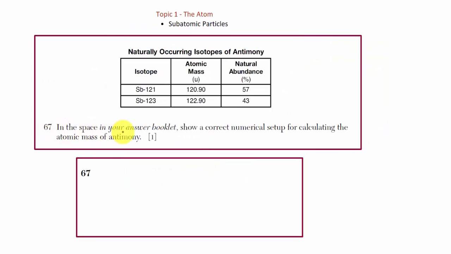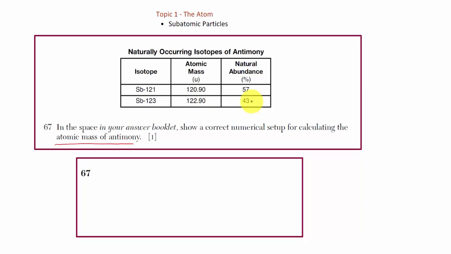Question 67. In the space provided in your answer booklet, show a correct numerical setup for calculating the atomic mass of antimony. This is a weighted average computation. Don't just add the numbers together and divide by 2. That's how you would get an average if the two materials had exactly the same distribution of mass. But they don't. You can see that the two varieties of antimony, antimony 121 and antimony 123, have different masses and they also have different levels of abundance.